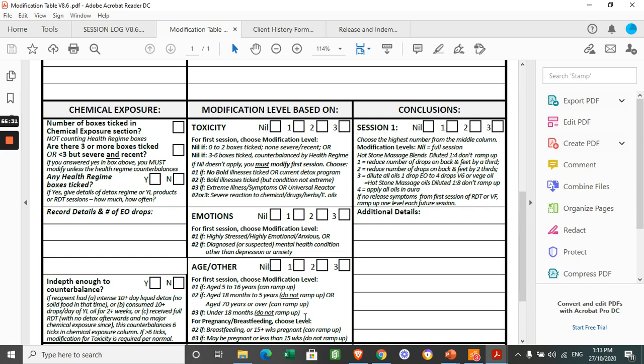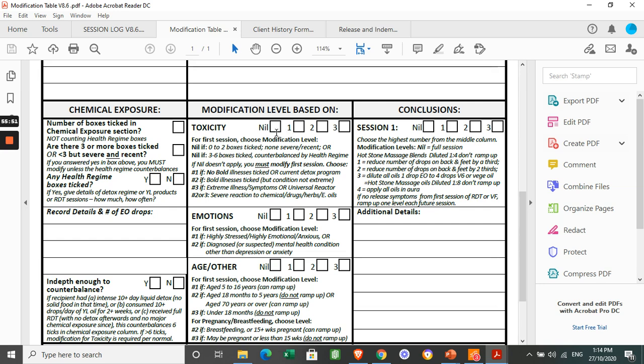In both of those situations there. All right, now coming over to conclusions. I know it's been a long video, guys. Hang with me. We've got 2 minutes left. Out of these 3 boxes here, we want to choose the most conservative number, okay? So we want to choose the highest number.